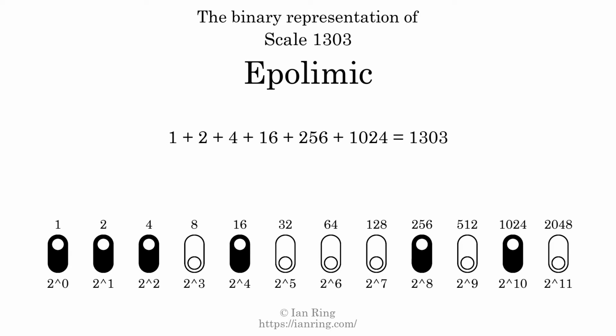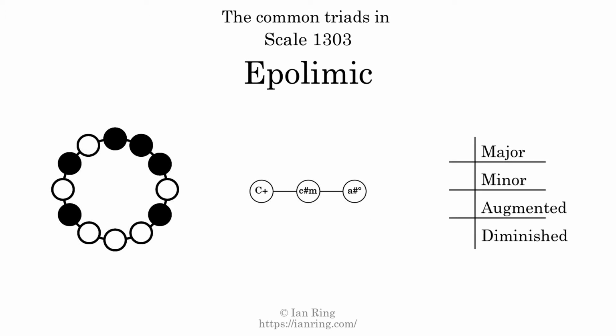The scale number not only enumerates the scale with a unique index, but it also literally describes the tonal content of the scale. Represented as a binary number in base 2, the scale number is 0101000101111. Here are the common triads present in this scale.